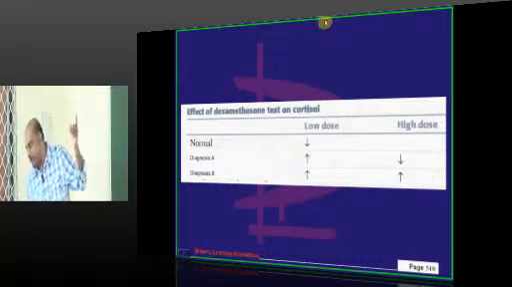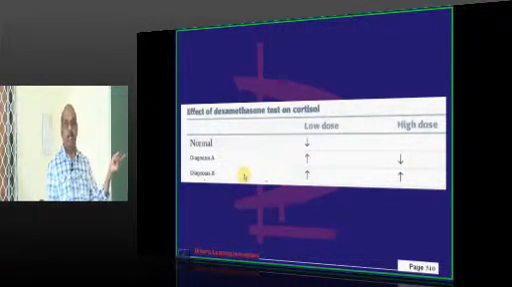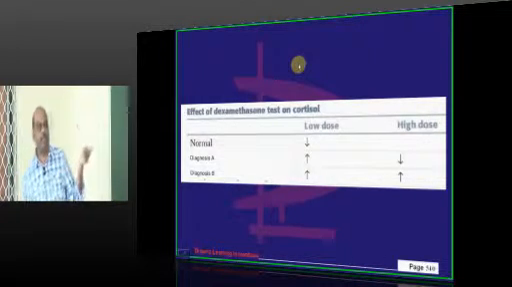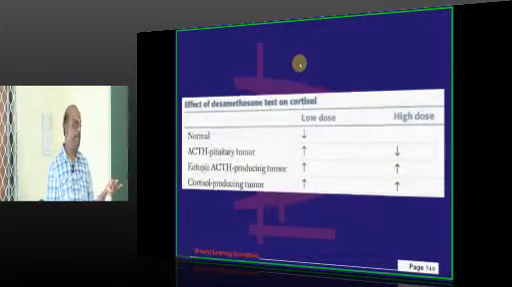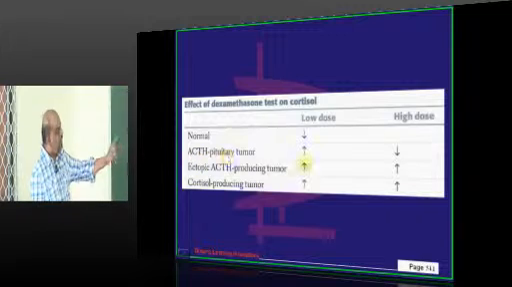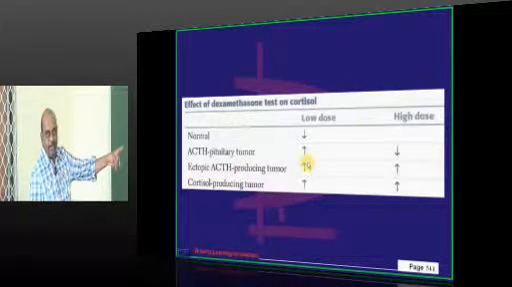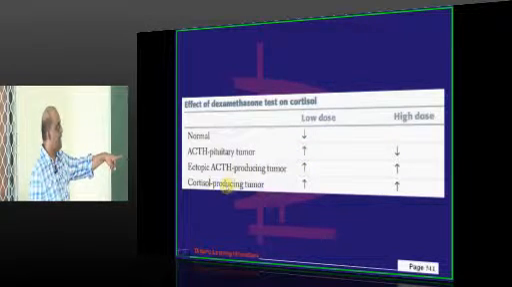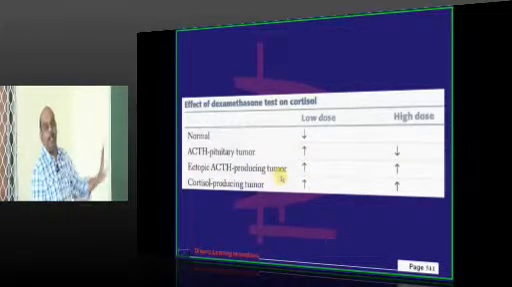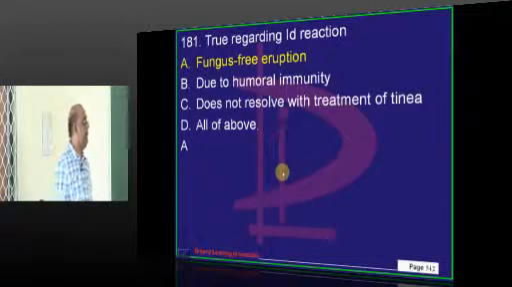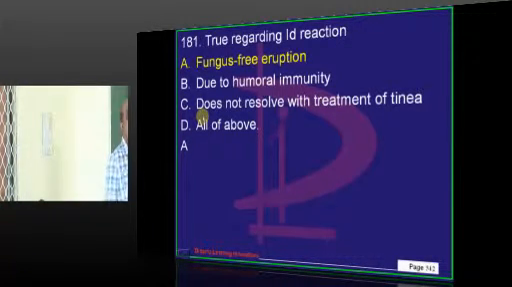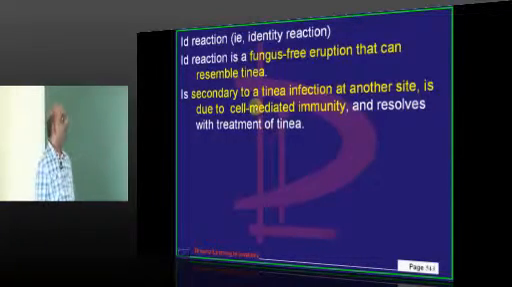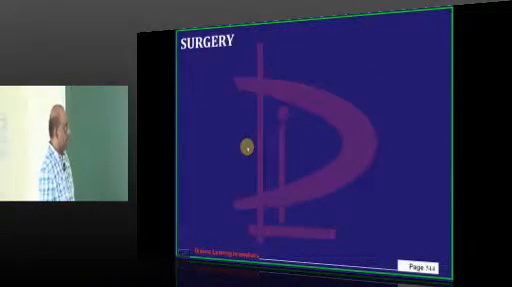We get from Kurnool, first is pituitary adenoma, pituitary, second is ectopic. You also agree with that? Yes, ACTH pituitary tumor is diagnosed not suppressible with low dose but with high dose, and neither of them in ectopic ACTH is what need to be remembered. What is the ID reaction? Fungus-free eruption, it's called the id reaction.